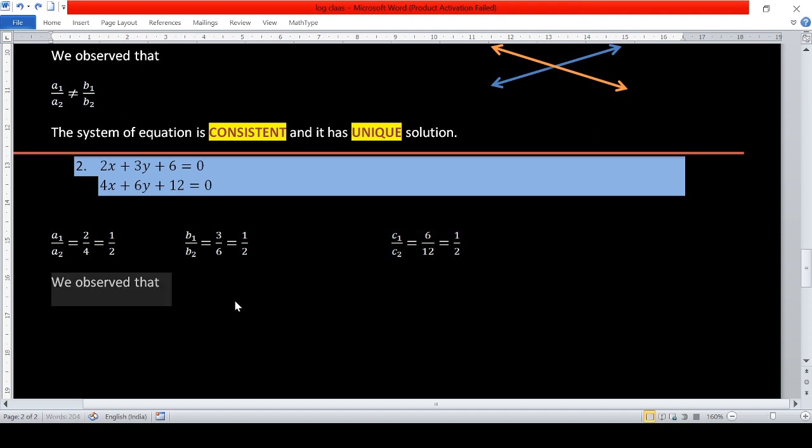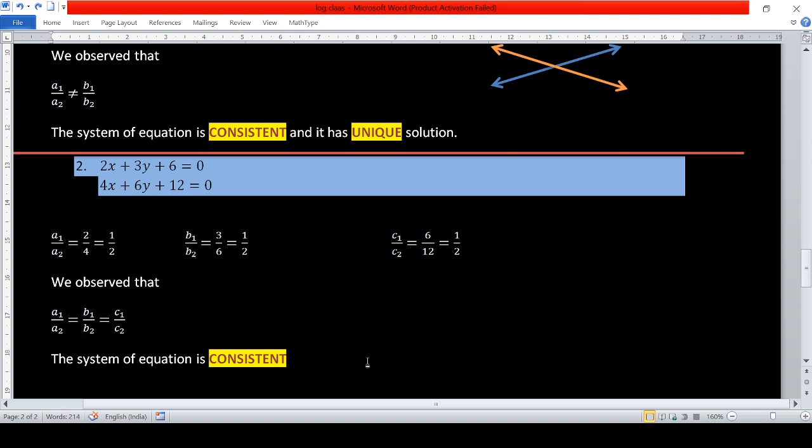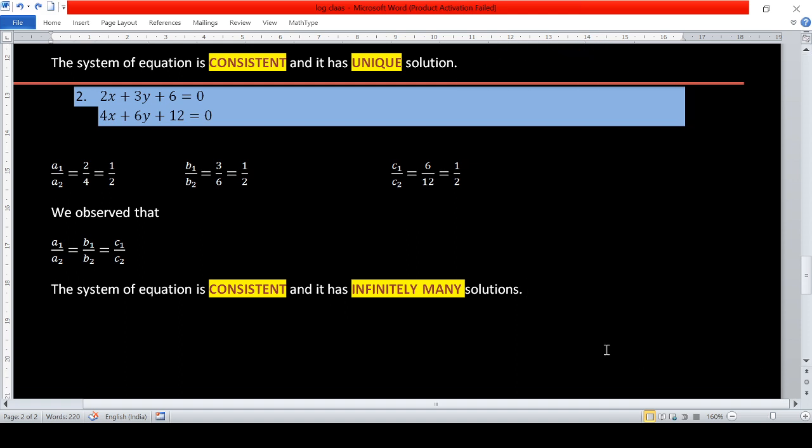So what is our observation? We observed that a1 by a2 is equal to b1 by b2 is equal to c1 by c2. Therefore, what is our conclusion? The system of equations is consistent, and it has infinitely many solutions. Consistent, but it will have infinitely many solutions. Geometrically, one line lies on the other line, which is called coincident lines.